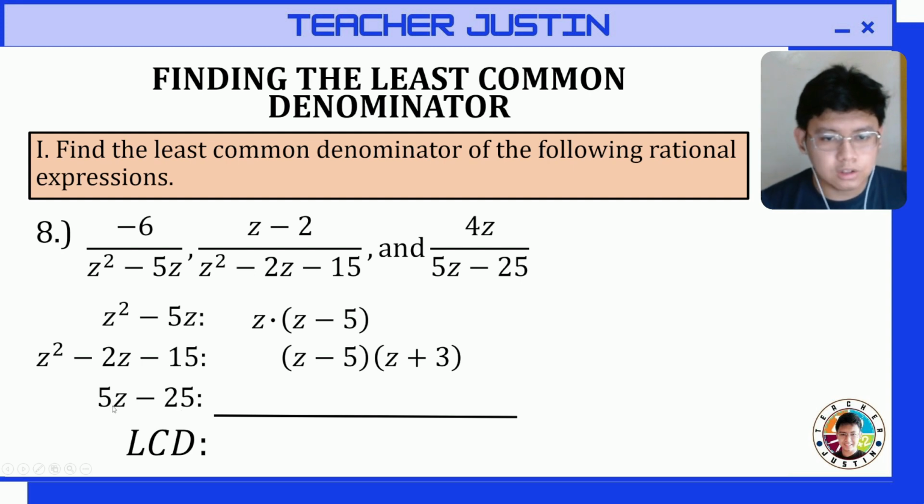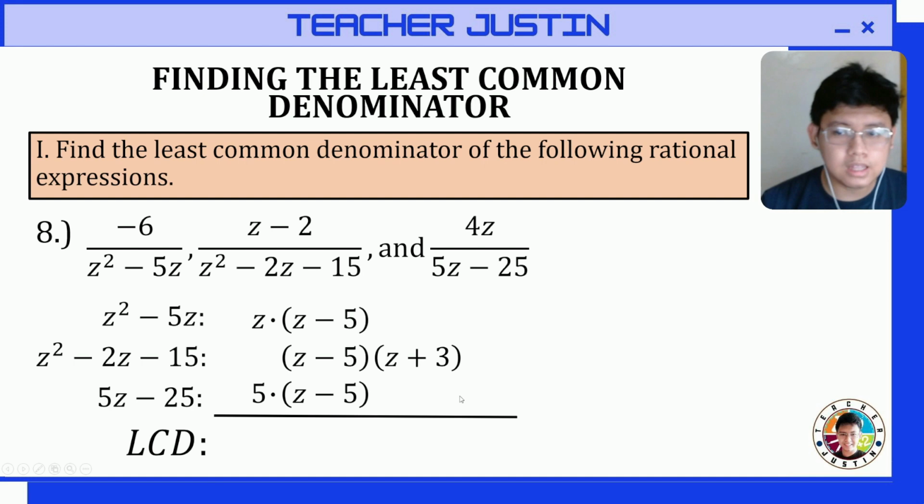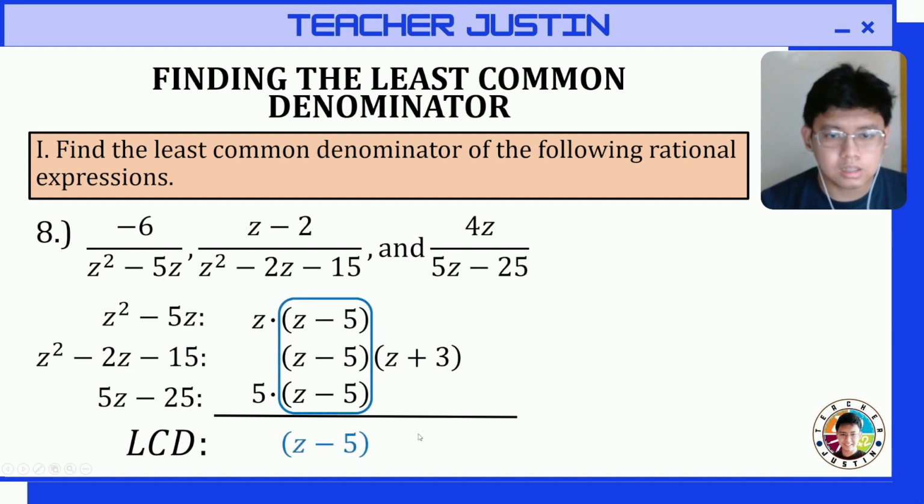Then, let's factor 5z minus 25. So, we can factor this using common monomial factoring. So, yung common factor nila is 5. And then, yung other factor will be z minus 5. Now, after getting the factors of our denominators, we will now copy all the common factors. So, yung common factor natin is z minus 5.